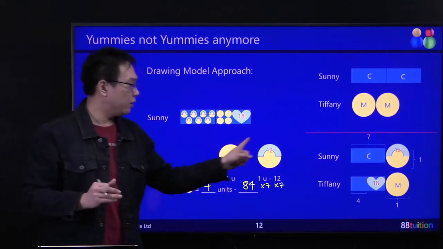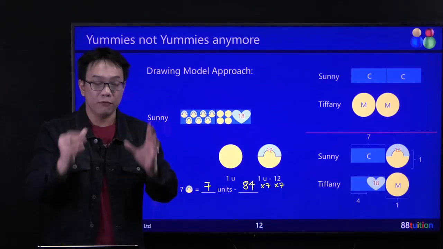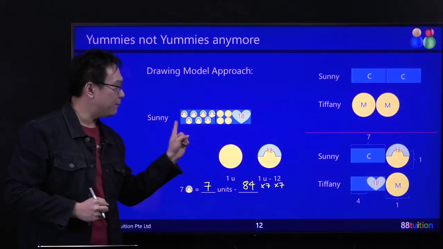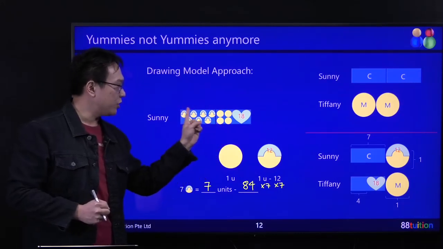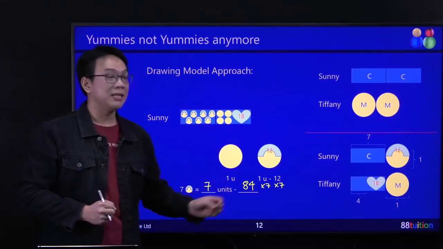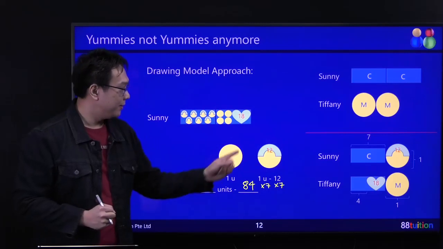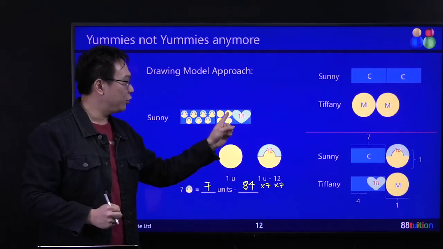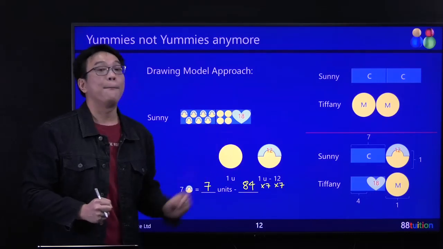So 1 of this is 1 unit minus 12. If you got 7 of it, 7 units minus 84. So this portion here can be represented as 7 units minus 84. This portion here is considered 1 unit, 2 unit, 3 unit, 4 unit. It's actually 4 units plus 18.